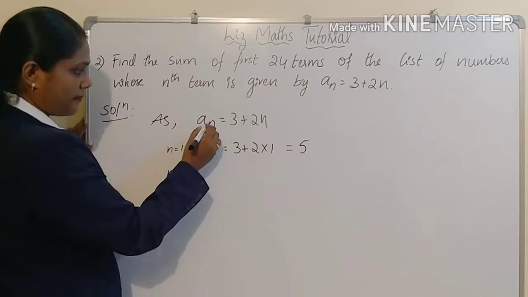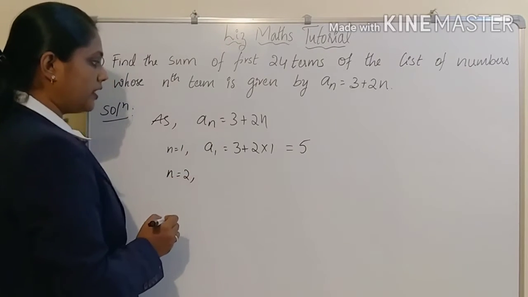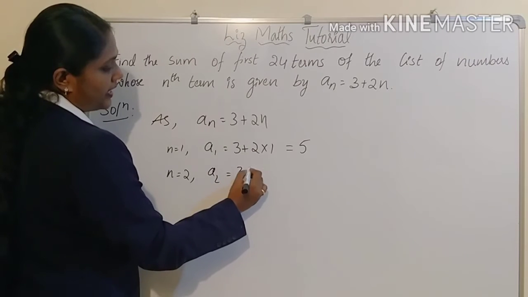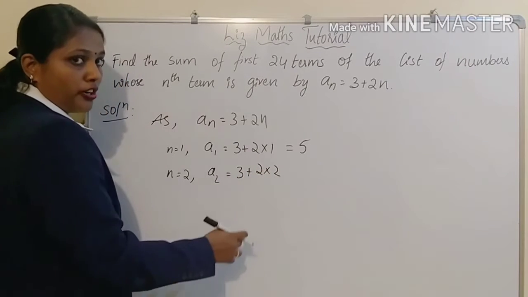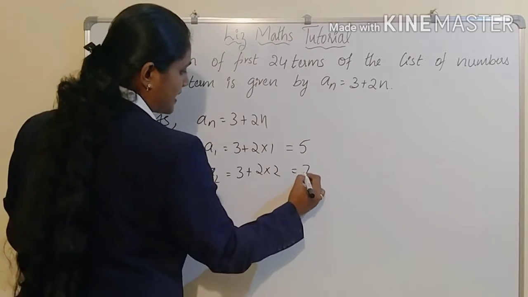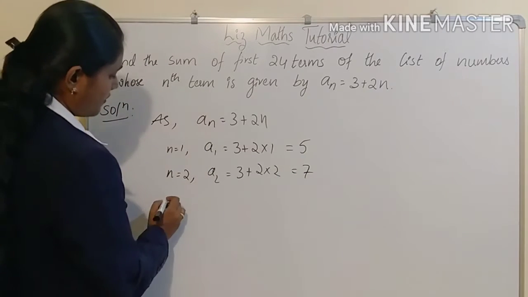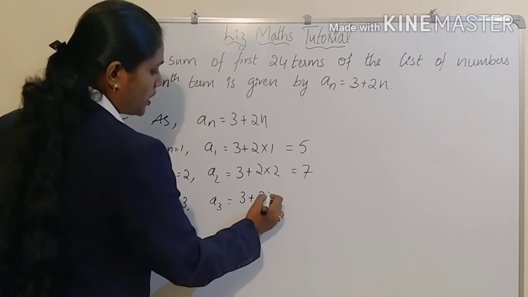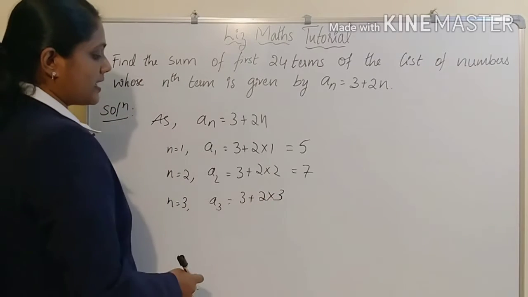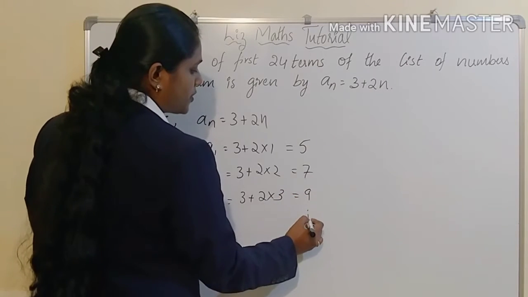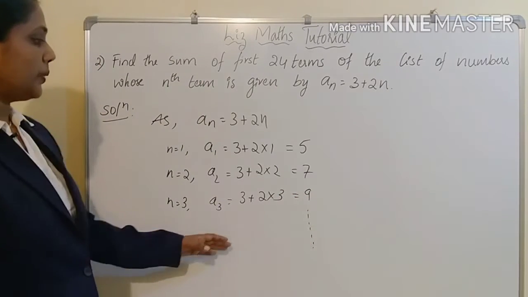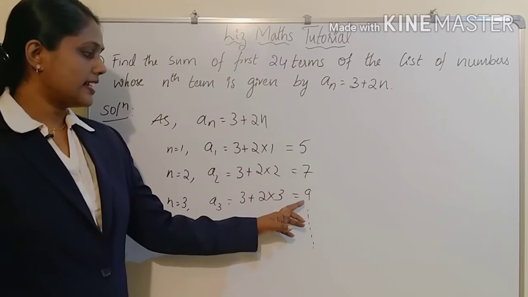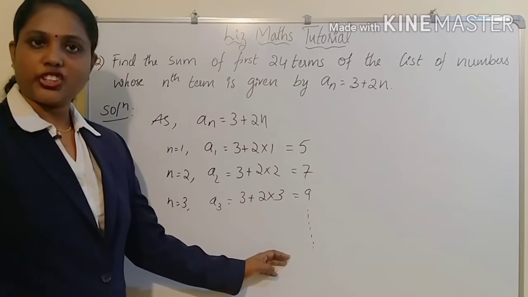Now substitute n = 2. What will you get? a2 is equal to 3 plus 2 into 2. 2 2s are 4, 4 plus 3 you will get 7. Next, when n is equal to 3, a3 is equal to 3 plus 2 into 3. 3 2s are 6, 6 plus 3 you will get 9. So when you substitute the n values, you will get the list of numbers: the first number is 5, the second 7, the third 9, and so on.